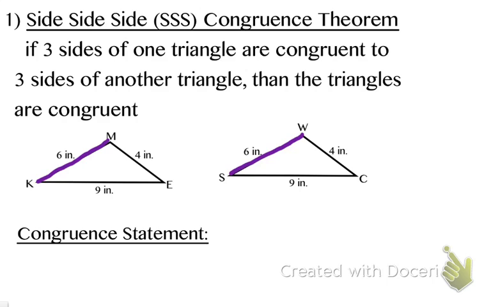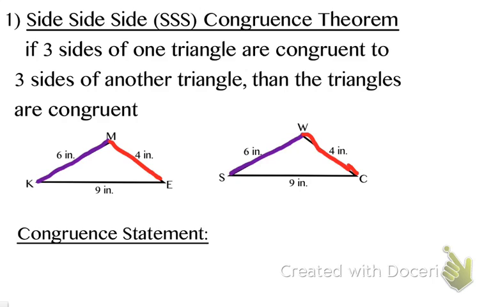All right, let's take a look at another pair of sides. Now I'm going to look at side ME, which I'm highlighting in red here. And its corresponding side on the other triangle is side WC. Both of these sides are 4 inches long, so I know this pair is also congruent.